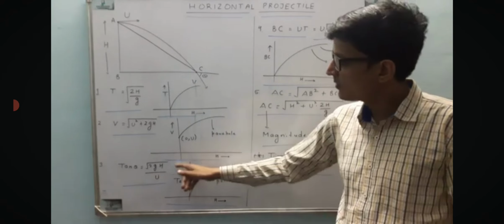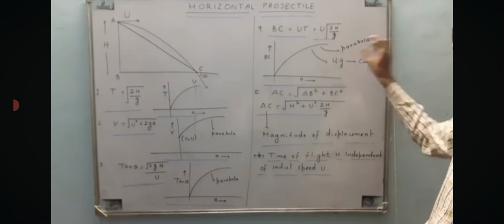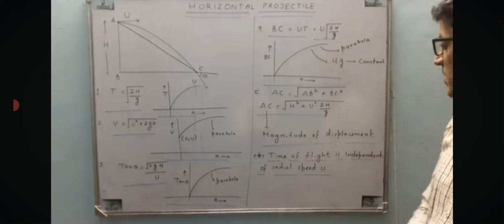Then we have the angle of projection: tan theta is root 2gh by u. The graph will again be a parabola. Then we have the range, which is ut, equal to this. The graph will be a parabola. Then we have this, which is the magnitude of displacement.